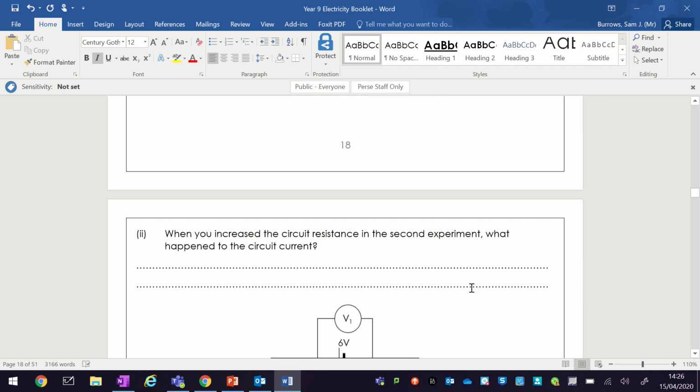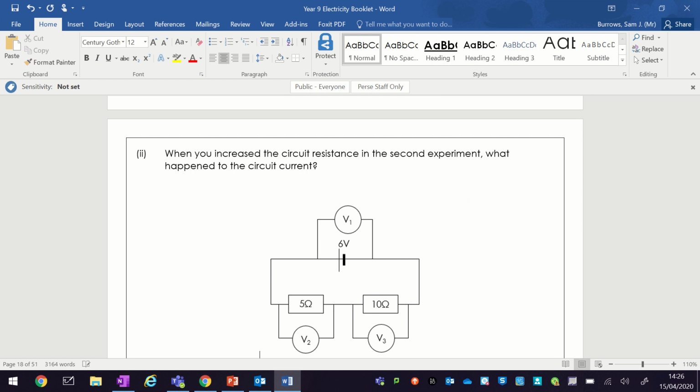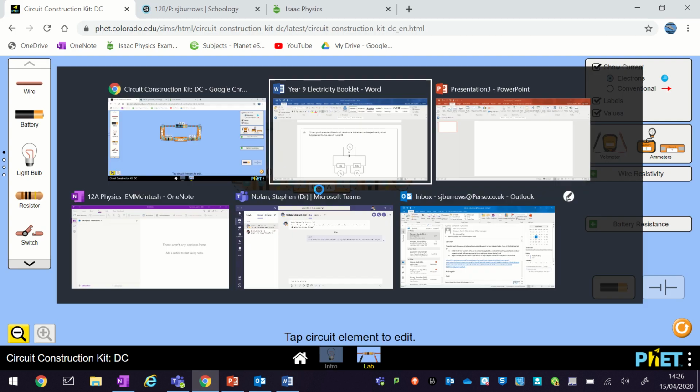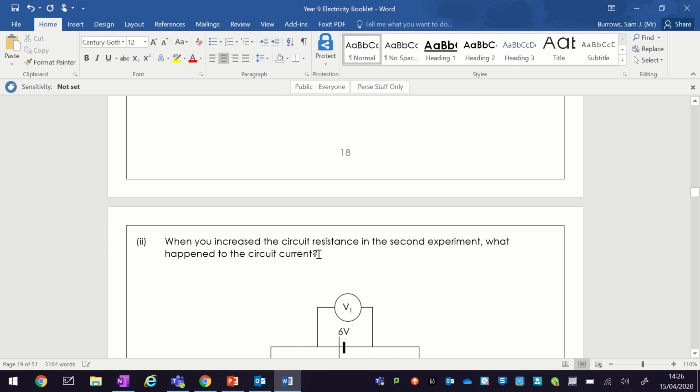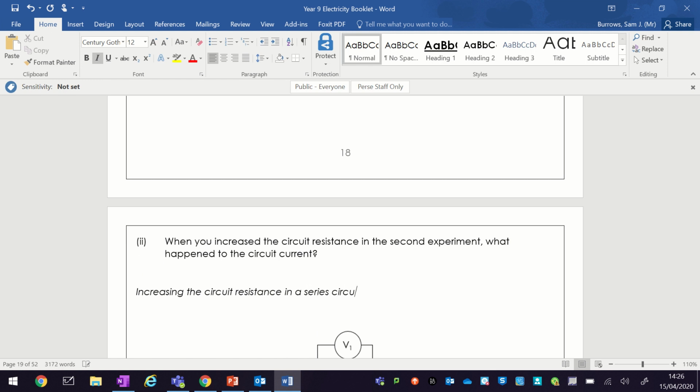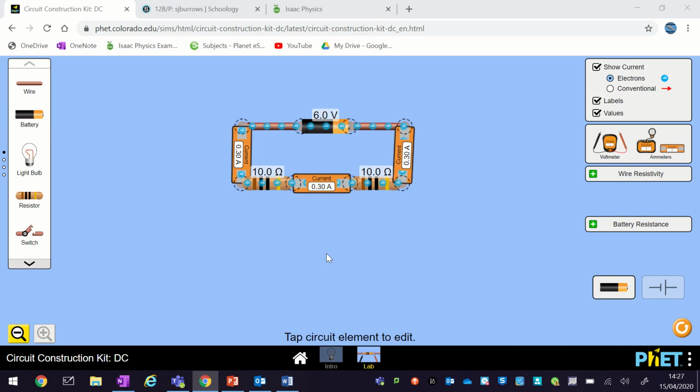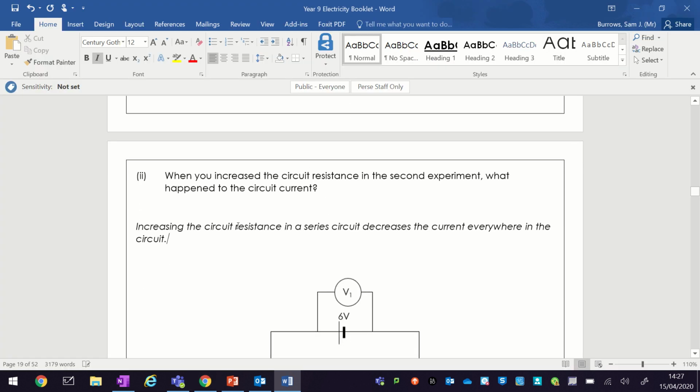But when you increase the circuit resistance in the second experiment, what happened to the circuit current? Well, if we have a look at it, here it was 0.3, but before it was 0.4. So clearly, increasing the circuit resistance, and again, I'm going to be specific here because there are different rules with parallel circuits, so increasing the circuit resistance in a series circuit decreases the current everywhere in the circuit, as you can see. Okay, so that's our first one there.